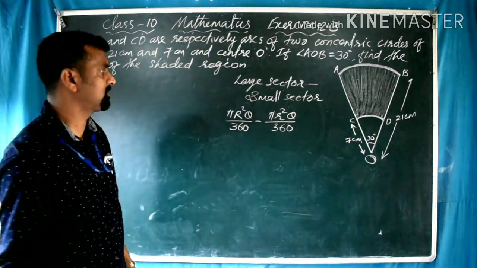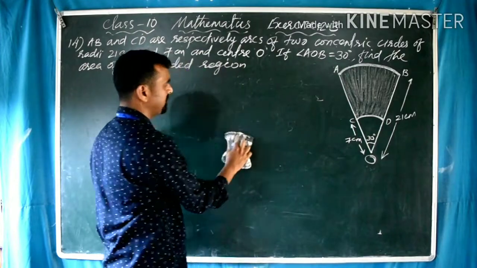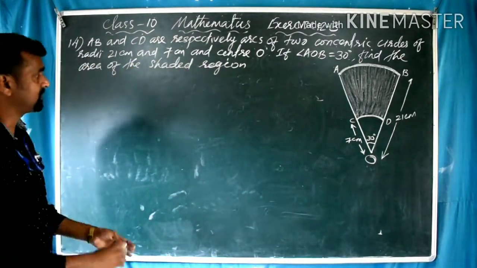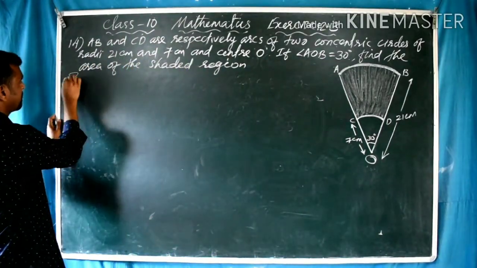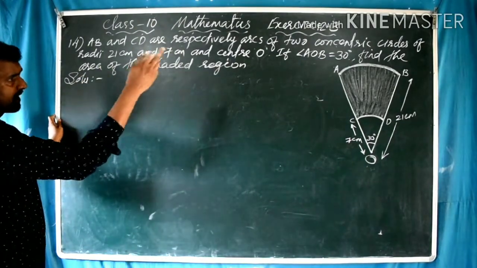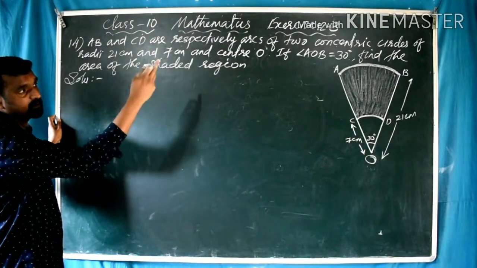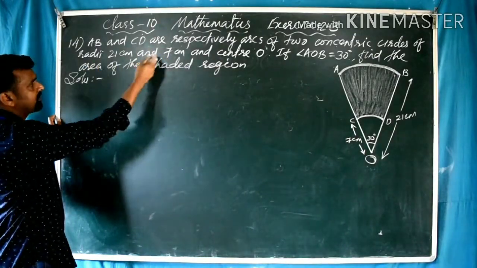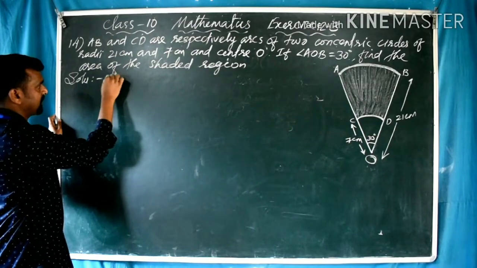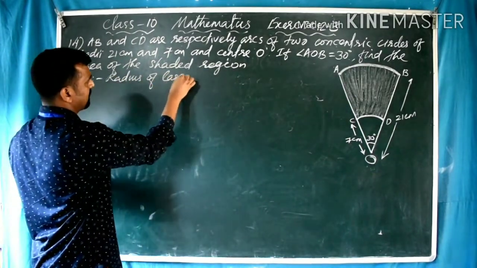Before that, first we have to write the given values. After that only we will find the area of the shaded region. So first write the given values from the question: arcs of two concentric circles of radii 21 centimeter and 7 centimeter. So we can write, radius of large circle.